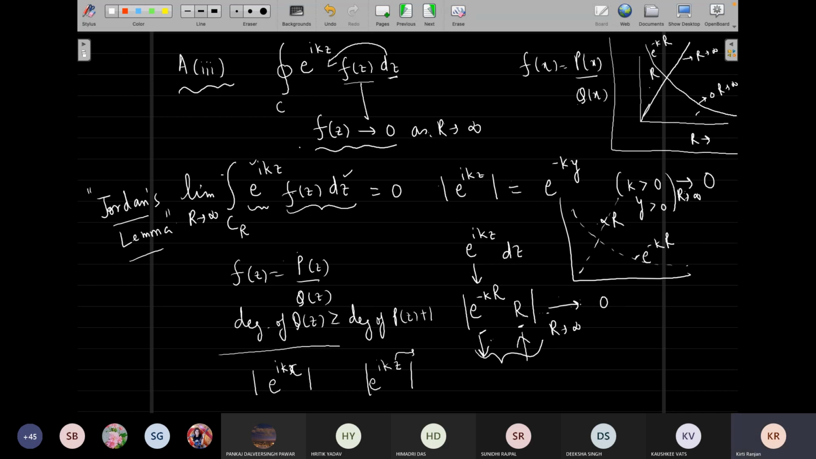So all we need now is that if f(z) tends to 0 as r tends to infinity, then the limit as r tends to infinity of this kind of integral, which we were using in our previous A2 problems, will go to 0. So we do not explicitly need this p(z) over q(z) to have degrees that differ by 2. Fine.